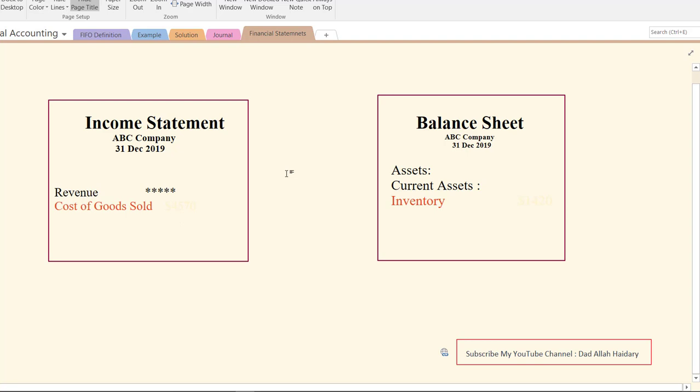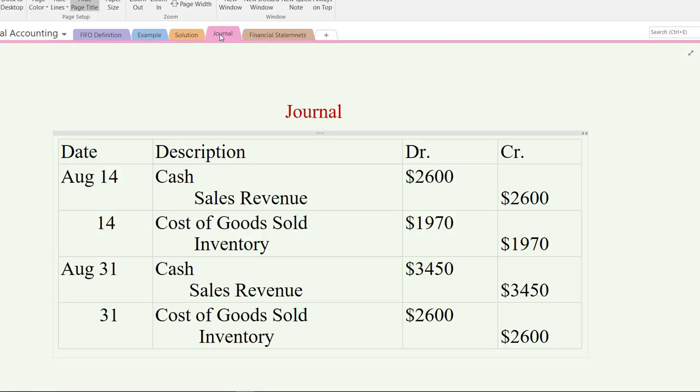Cost of goods sold, what does it mean? The amount of money which you have paid for acquiring a product, that is called cost. The amount of money which you have paid for acquiring inventory, that is called the cost of it. So students, let me tell you how much the total cost of goods sold is, so you can add it from here.